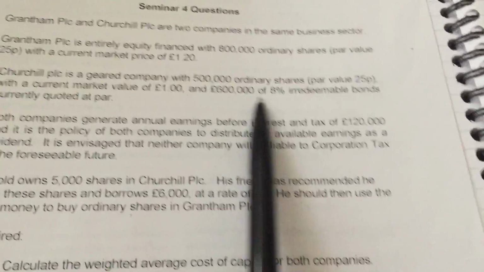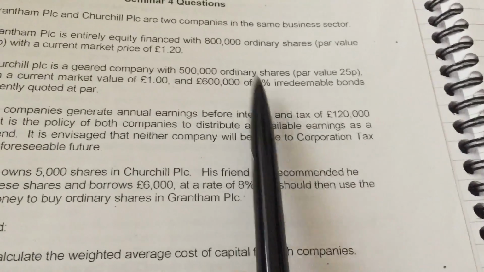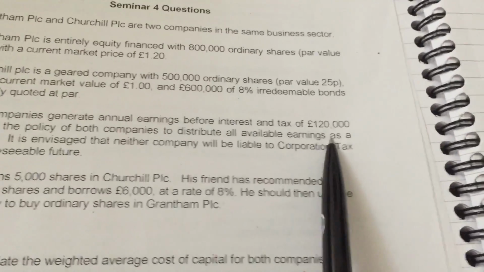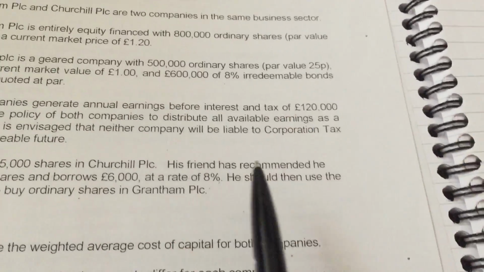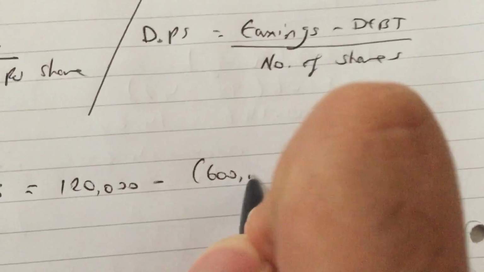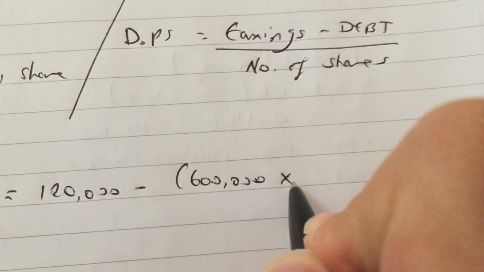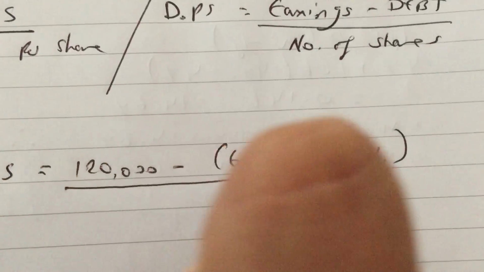So to work out how much this debt actually is, what we're doing is 600,000 times 8%. We're getting our earnings, 120,000, and we're going to take away 600,000 times 8% to get rid of our debt, so we only have earnings left. So 120,000 minus 600,000 from the irredeemable bonds multiplied by the 8% that they gave us, all divided by number of shares.